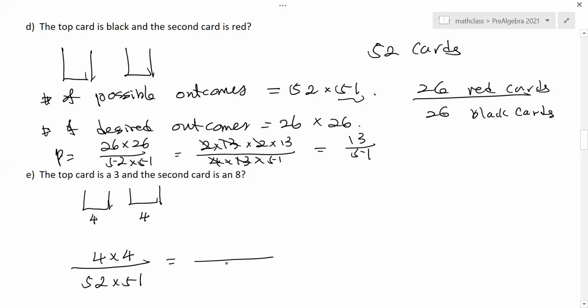So that is 4 times 4 over 4 times 13 times 51. The 4s cancel out, and 13 times 51 you have to multiply. 13 times 51 is 663. It's a pretty strange number. So how do you simplify it?